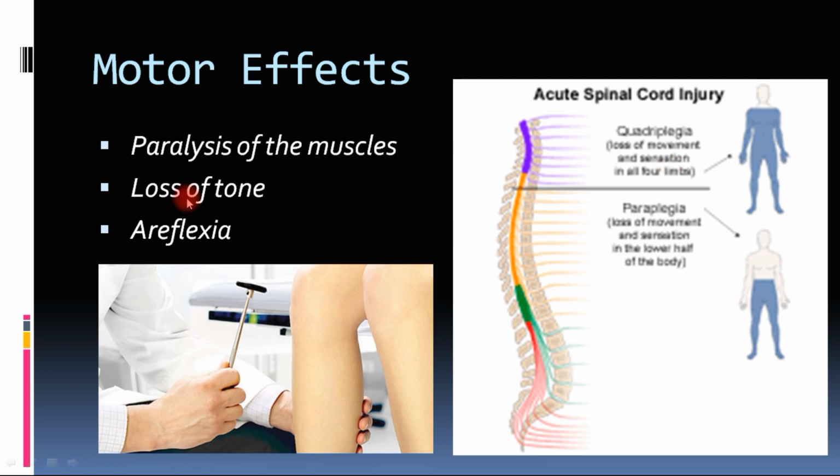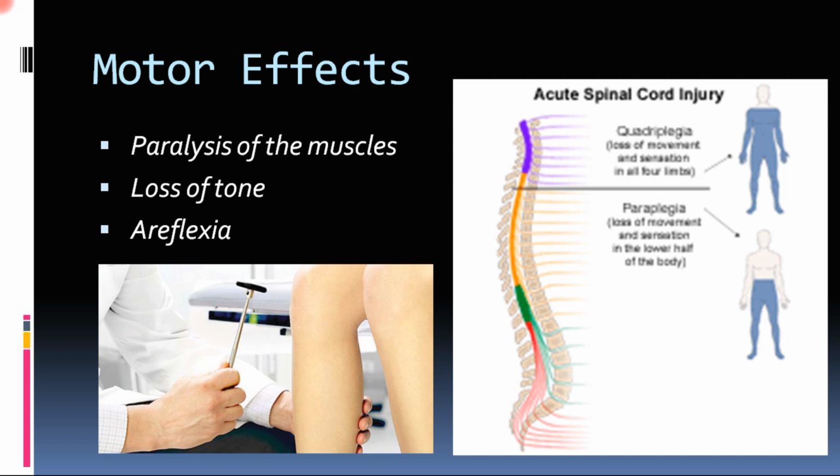Now, loss of tone. What is loss of tone? Tone is basically the passive resistance. It's not the active resistance, it is the passive resistance to a movement. So when an examiner moves the arm of the patient, he feels some degree of resistance in a normal individual, and that resistance is called tone. But in the stage of spinal shock, that tone will be completely lost. So atonia will be present, and it is a motor effect.